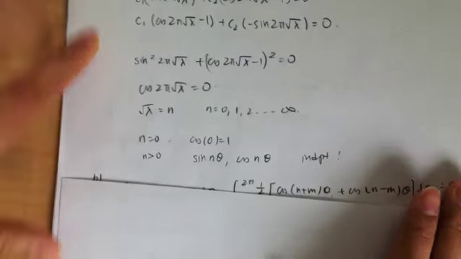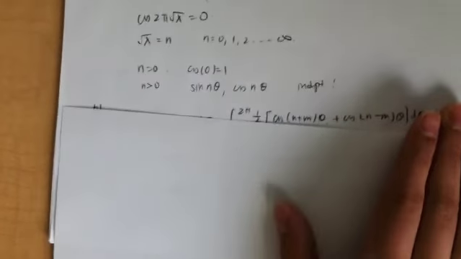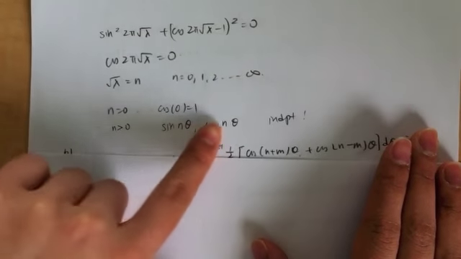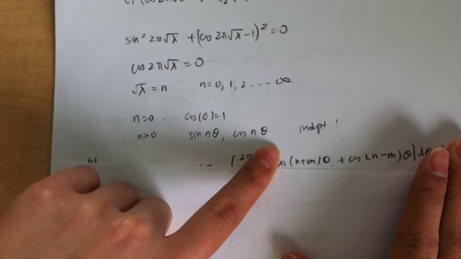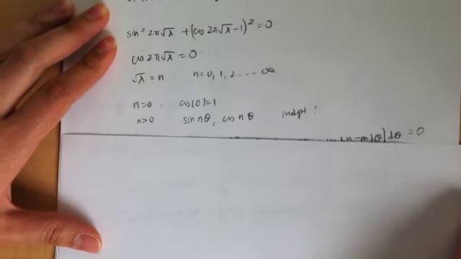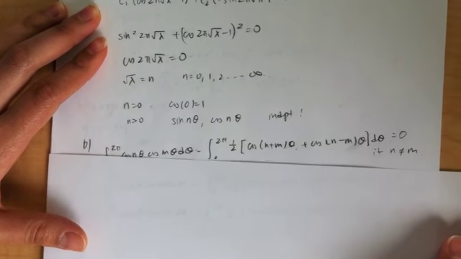Specifically, when n is equal to 0, we have cosine of 0 equal to 1, and when n is greater than 0, we have sine n theta and cosine n theta. Now we're going to prove that these eigenfunctions are orthogonal.